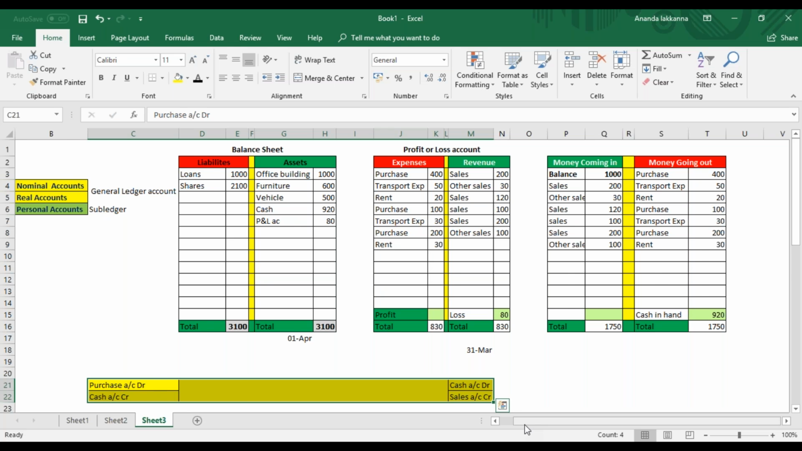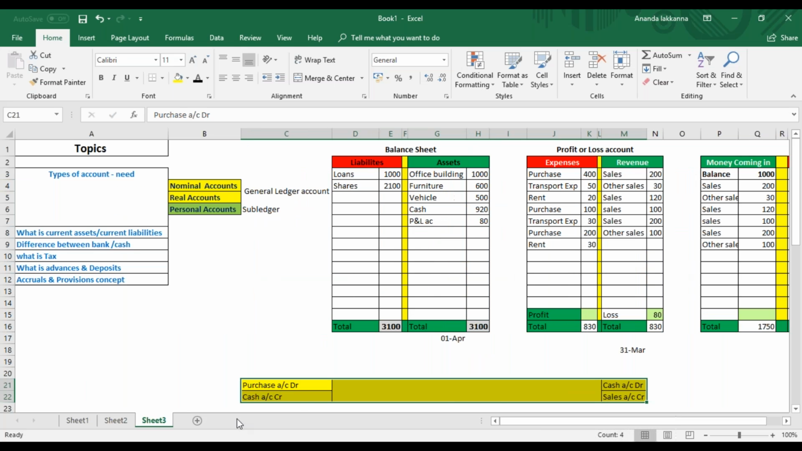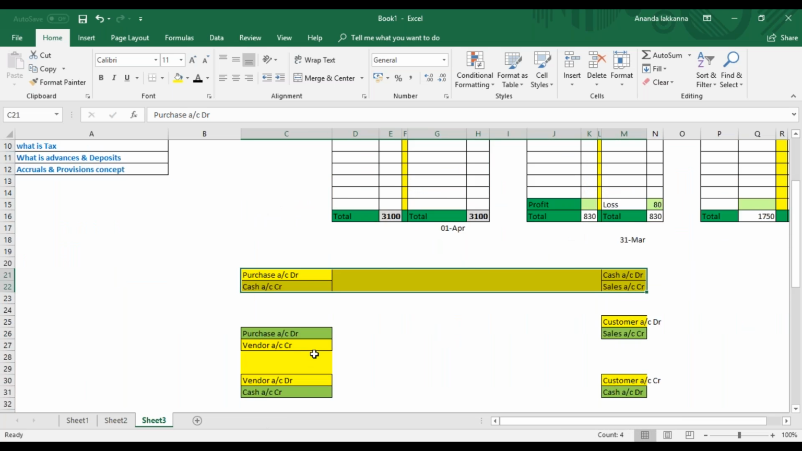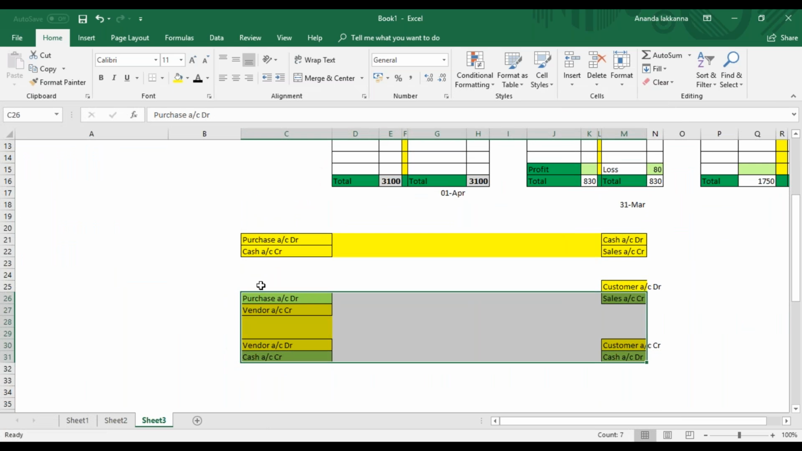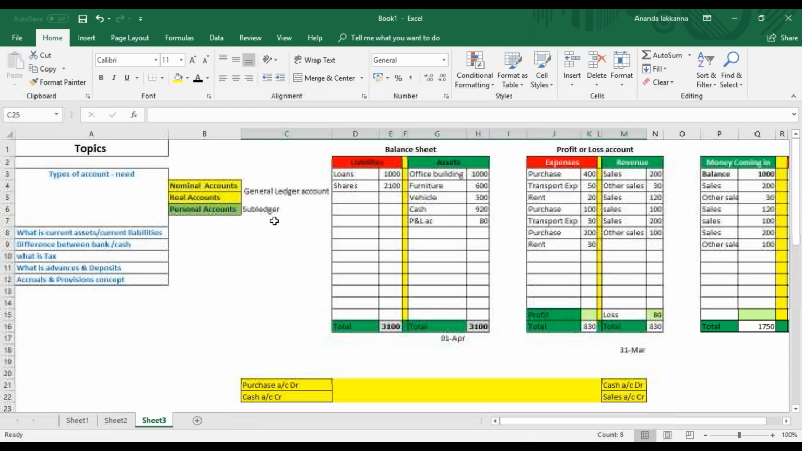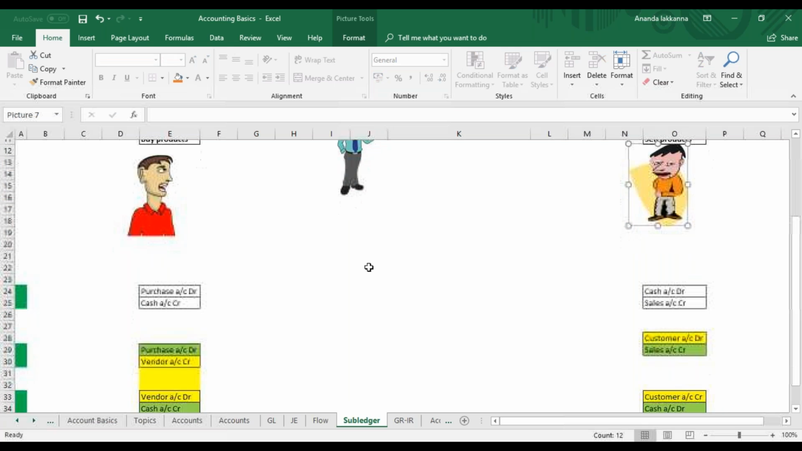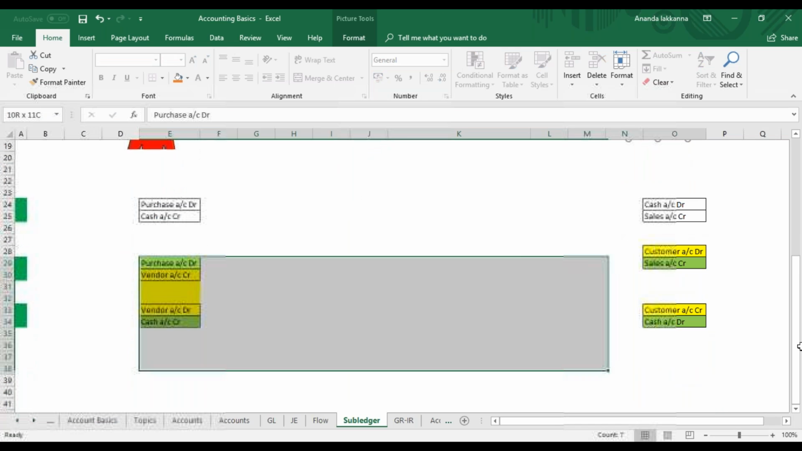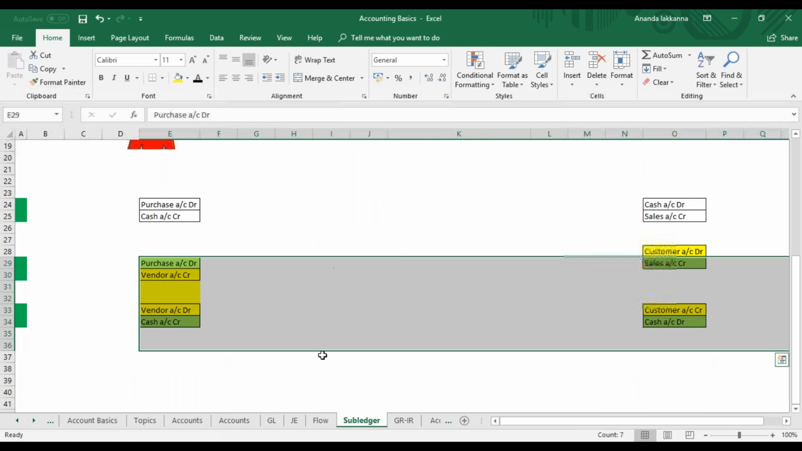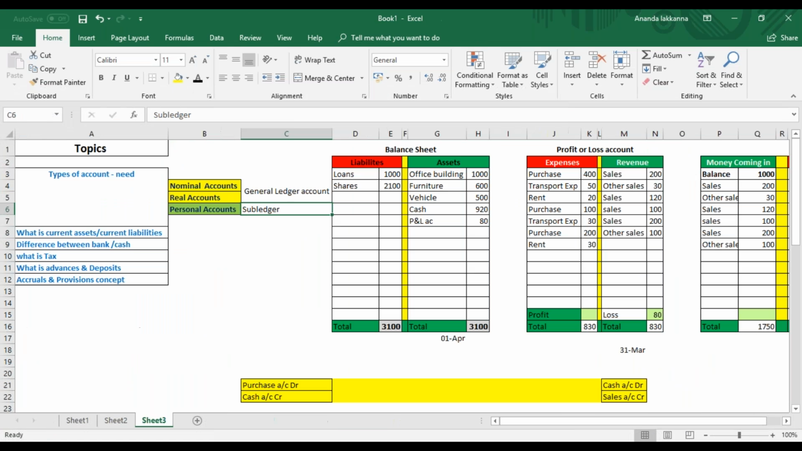On 31st of March, as I mentioned before, this personal accounting concept, personal accounting meaning the subledger concept, I brought into my business because the persons I hired are not ethical. To take control over them, I made this one. And for the entries to be expanded, I brought the personal account concept into my business.